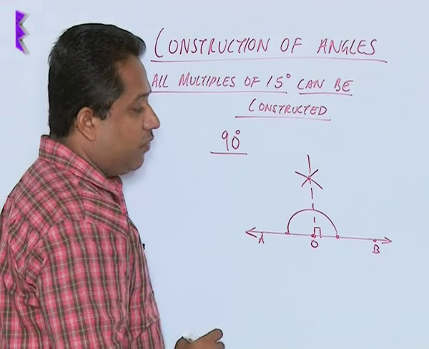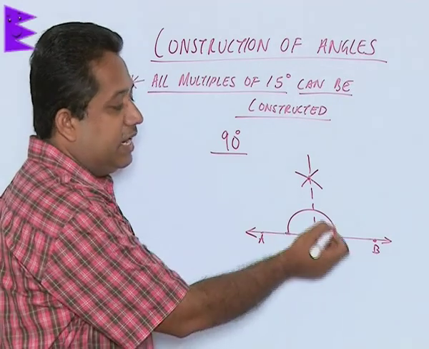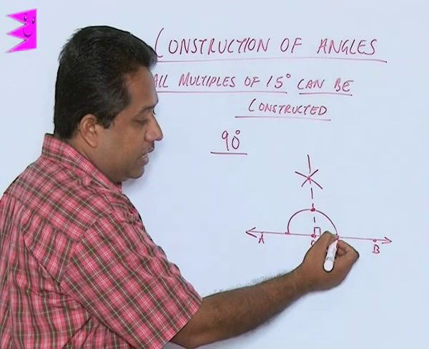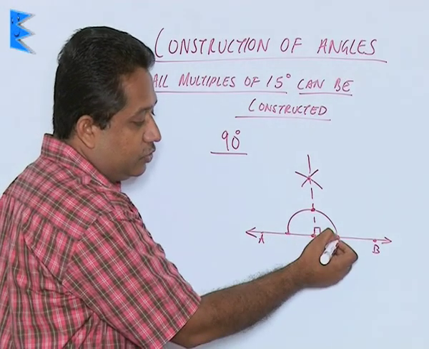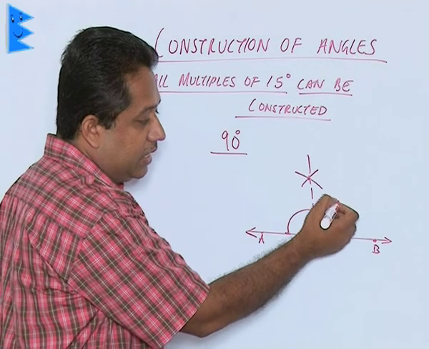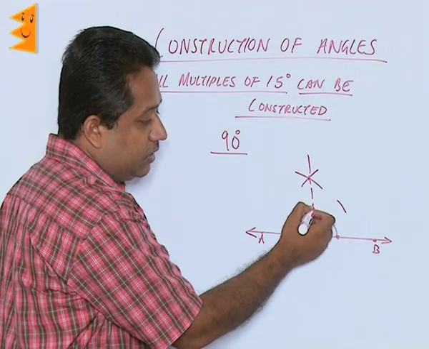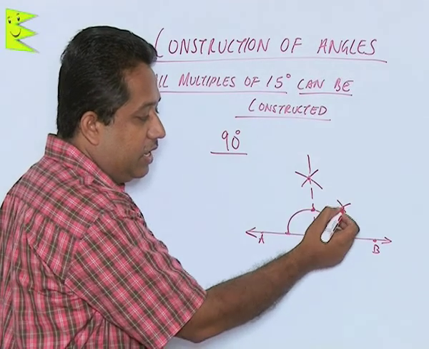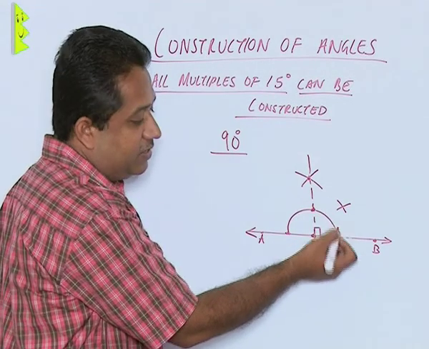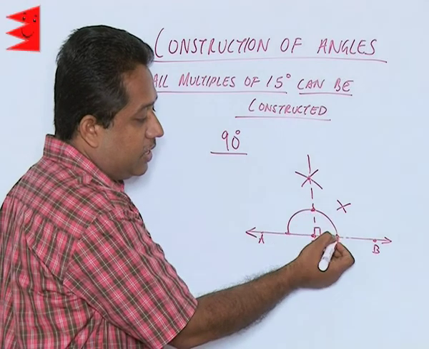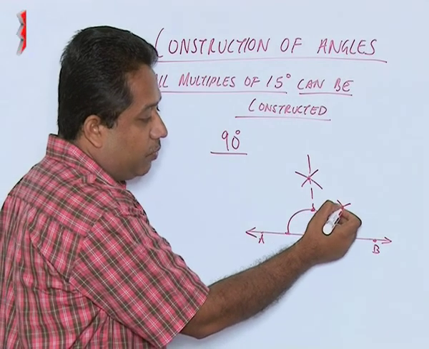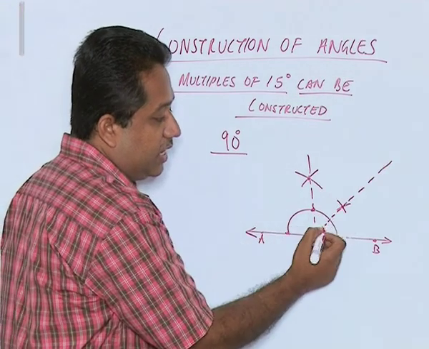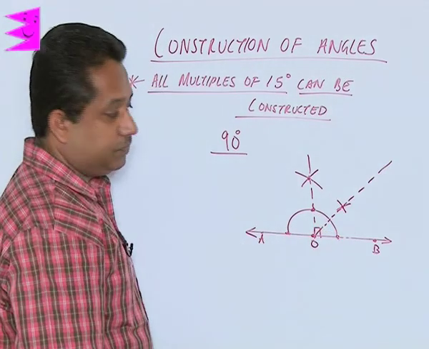Now if you want to draw 45 degrees, we will have to bisect the 90 degree obtained. So this becomes 90 and this is our 0 degree line. So from 0 and 90, the bisector can be constructed by drawing arcs. This radius can be anything. So from here and here, cut arcs. The point of intersection is then joined to O. This angle becomes 45 degrees.